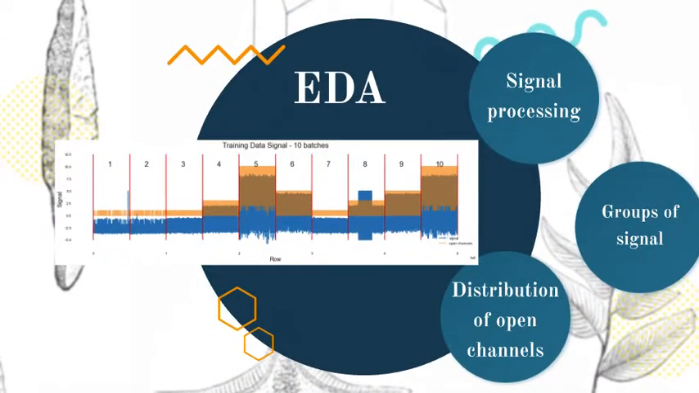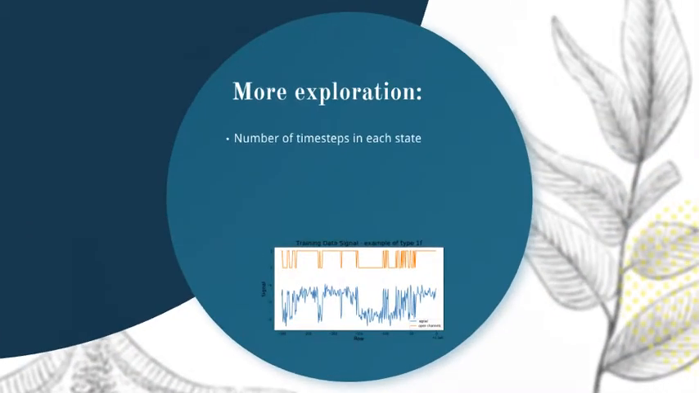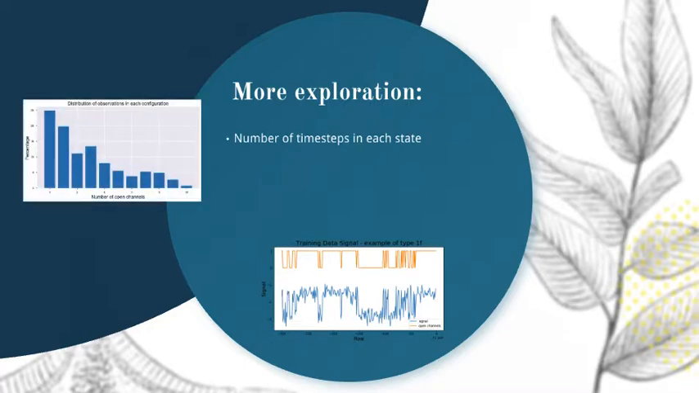Knowing that, we wanted to look at how fast or slowly channels open and close, and so we looked at the number of time steps in each state. This is just an example to remind us how it looks. And we could see that it spends most of the time steps with 0 open channels. 25% of the time, almost, there are no open channels.